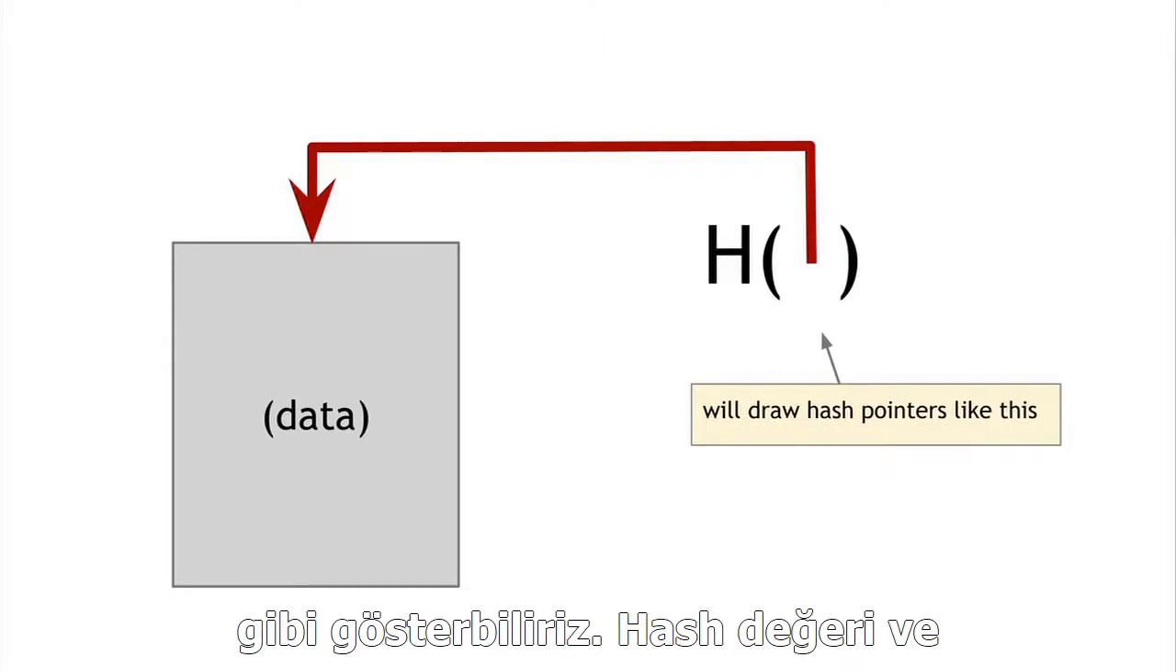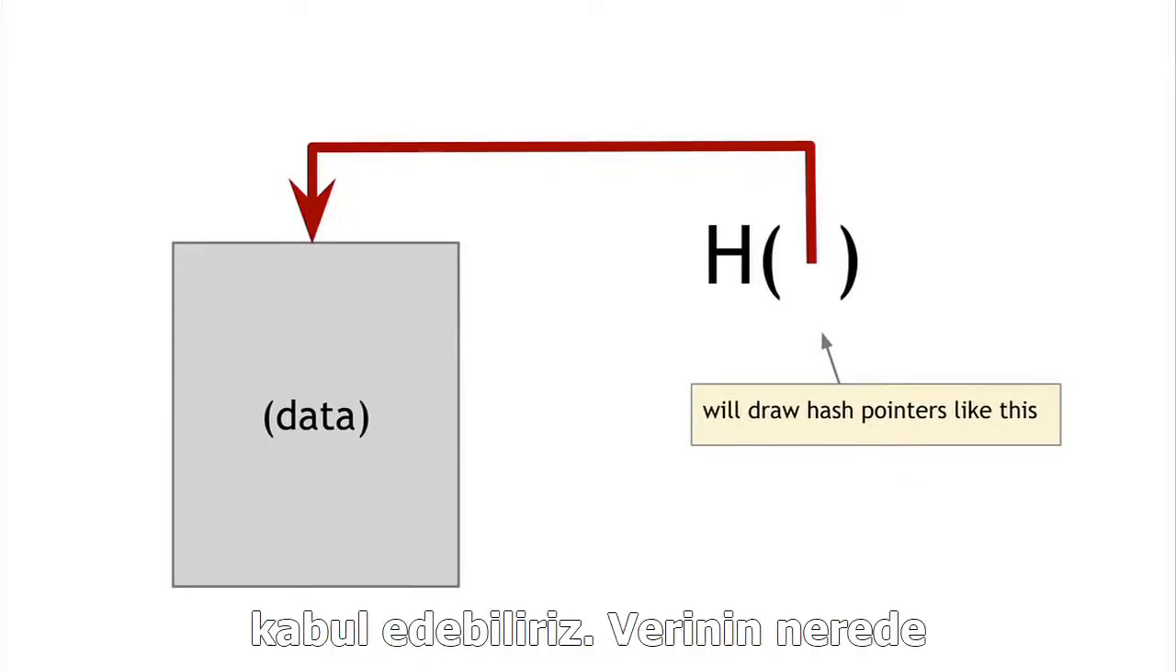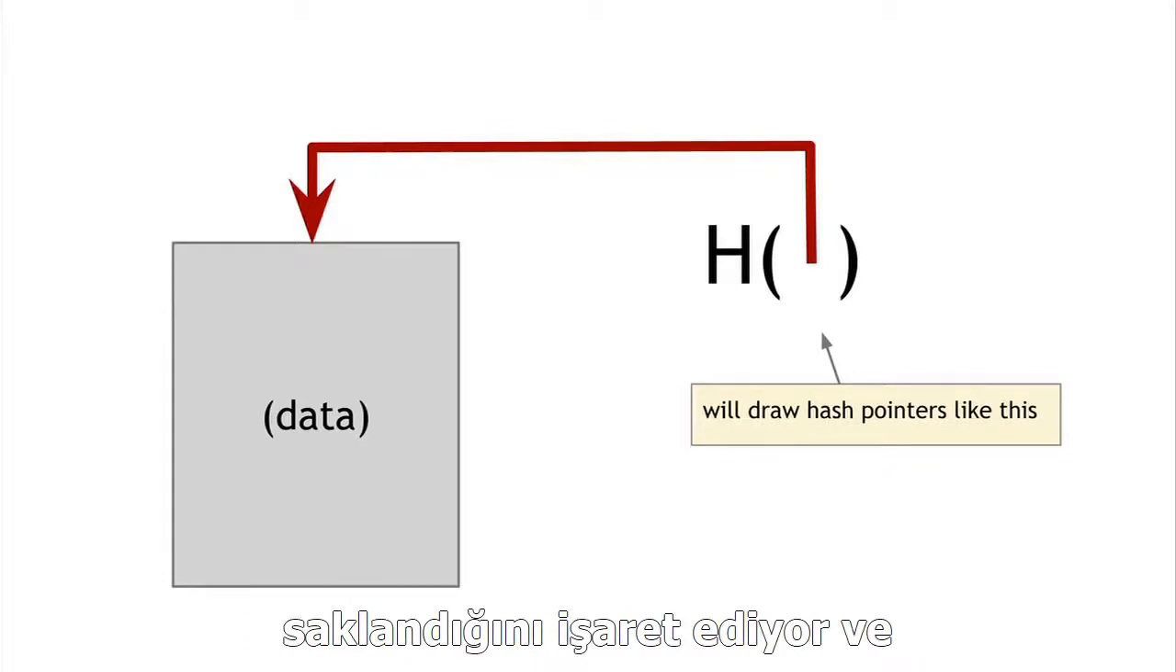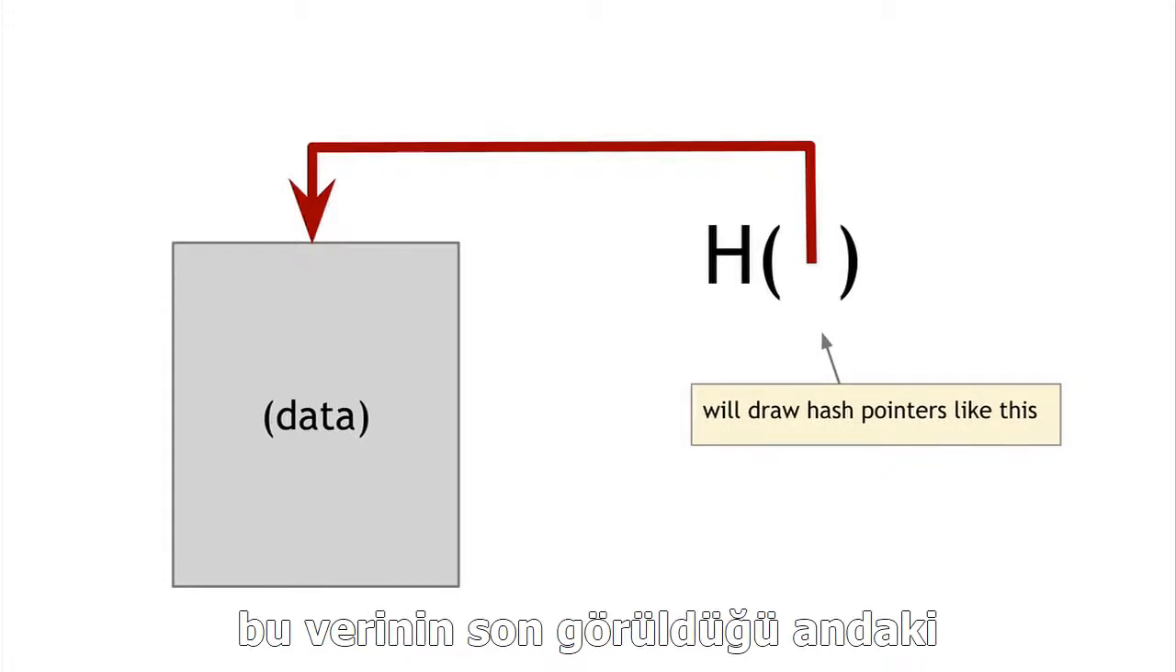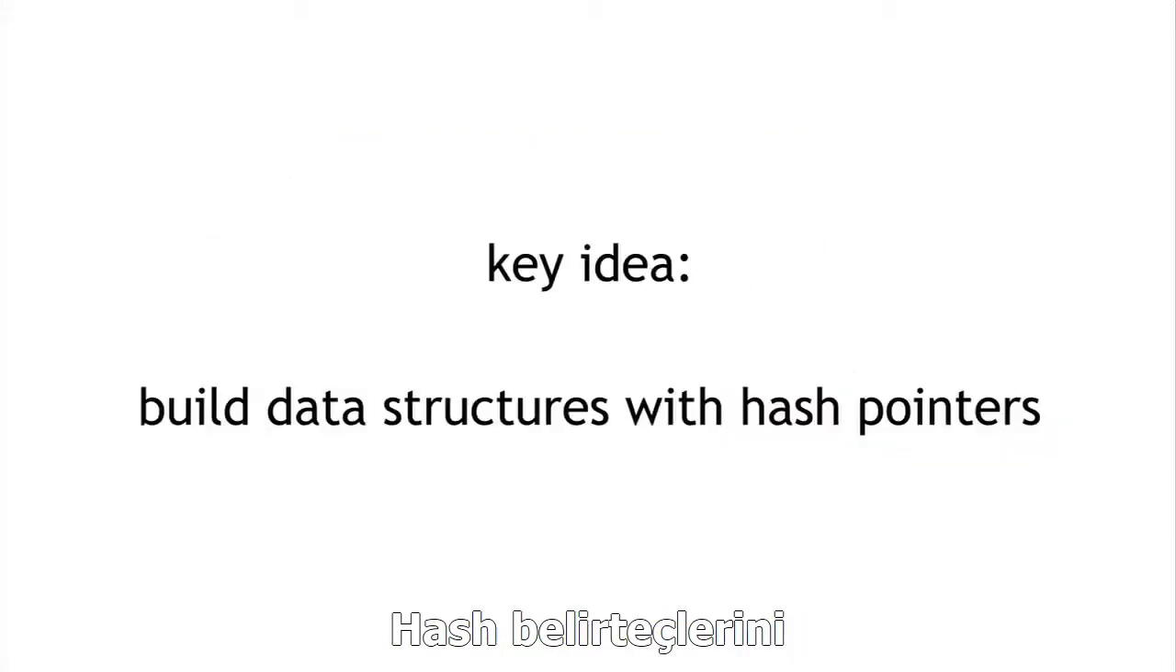Okay, and we're going to draw a hash pointer in diagrams like this. We're going to have h of, and then an arrow that points to something. So anything drawn like this, think of it as being a hash pointer to this thing. It's a pointer to where it's stored, and it's also the hash of the value that this data had when we last saw it.